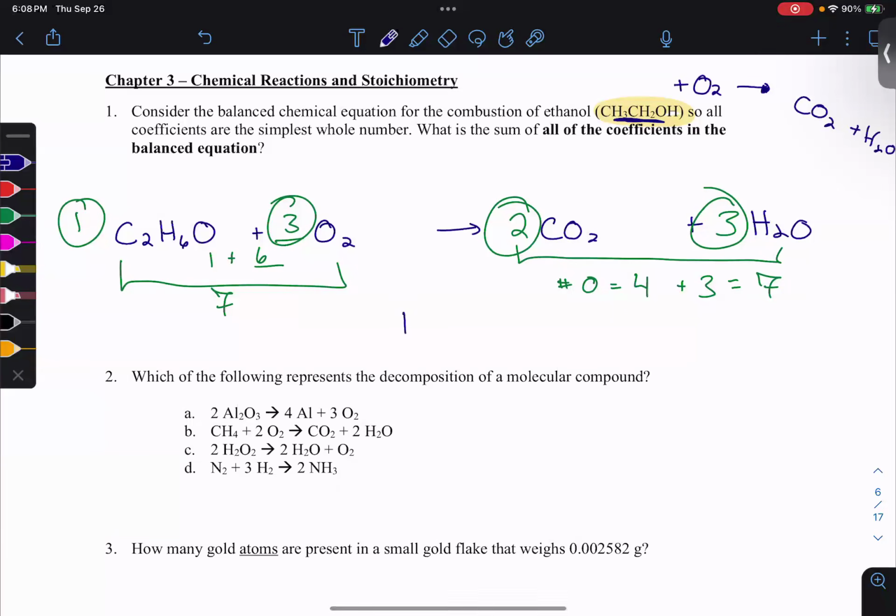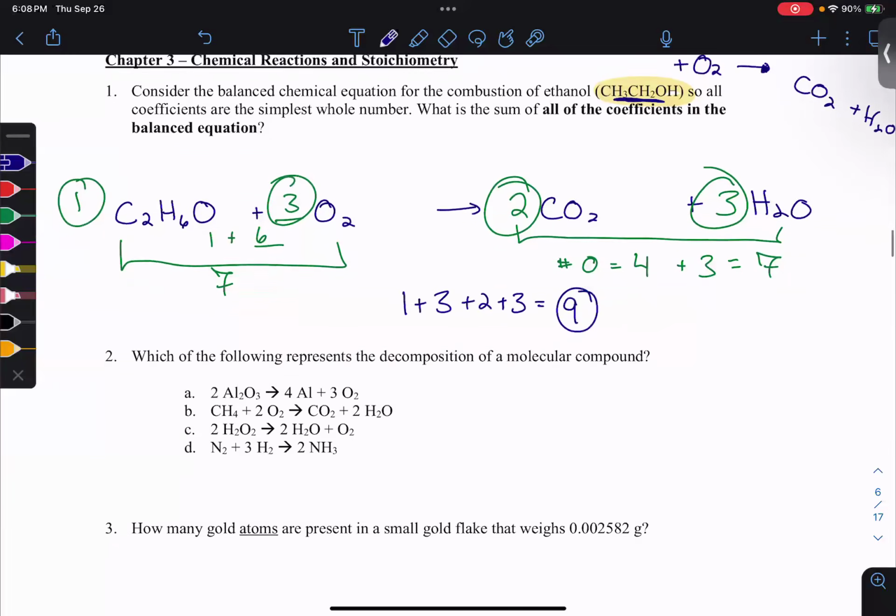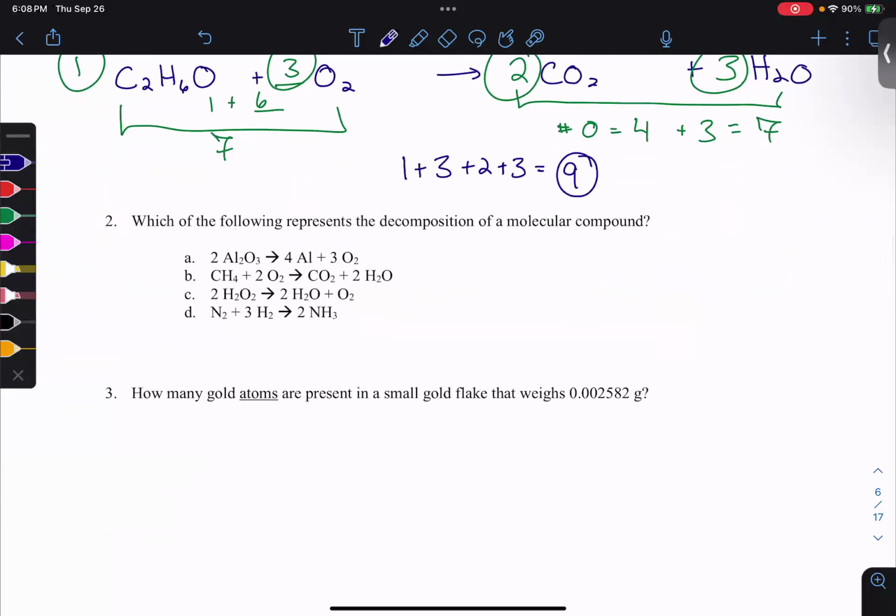So what we would report here is whatever 1 plus 3 plus 2 plus 3 is. What is that? 9? 9. So you would just type in 9. That's how we get you to do it on a multiple choice exam. All right? Okay, so how do we feel about that? All right, good.